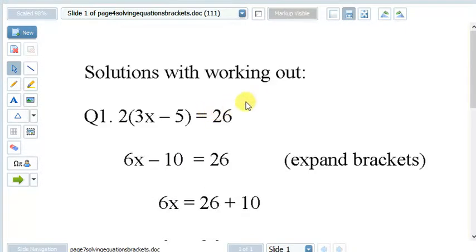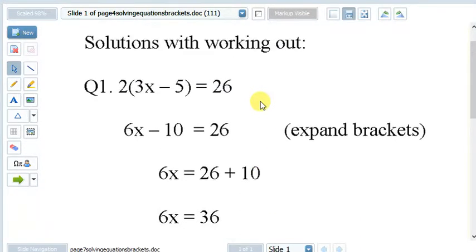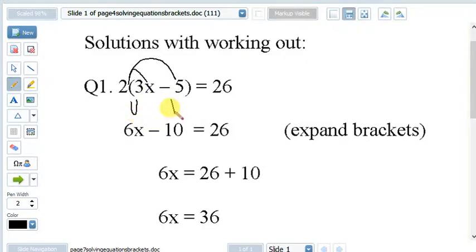Okay, so question 1. So we've got a bracket in the question, so what we need to do first of all is to times everything in the bracket by the number immediately outside. So 2 times 3x is our 6x here, and then 2 times minus 5 is the minus 10. Remember, a positive times a negative is a negative. And the 26, because it's not in the bracket, we just bring that down. So now what we do is we label our unknowns and knowns. 6x is an unknown, minus 10 is a known, and 26 is a known.